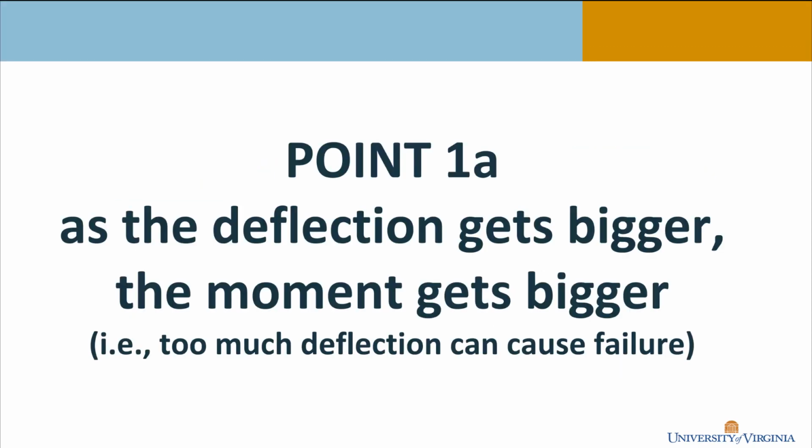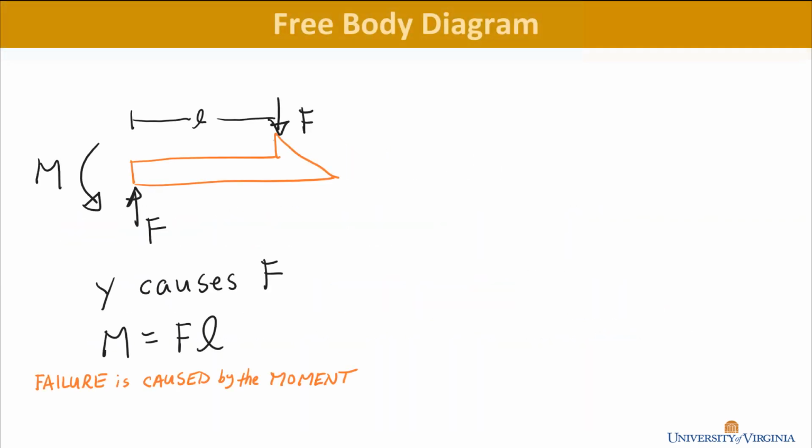Second point, related points, I'm calling it point 1A. As the deflection gets bigger, the moment gets bigger. That is, too much deflection can cause failure because we know that the moment is the thing that causes failure. Well, let's go back and look at what I'm talking about. Here's the same diagram we had from before.